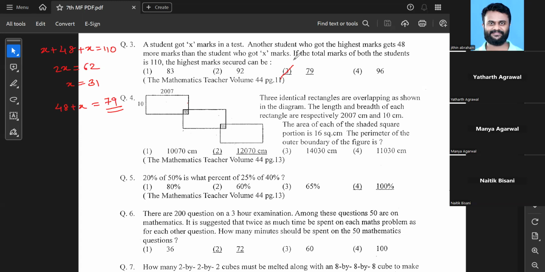Can you please explain 2011 question 11? 2011, right? Right now, we are at 2009. We'll first complete 2009, then we'll complete 2010, then we'll reach 2011. That's when you have to ask this question. Okay, sir.